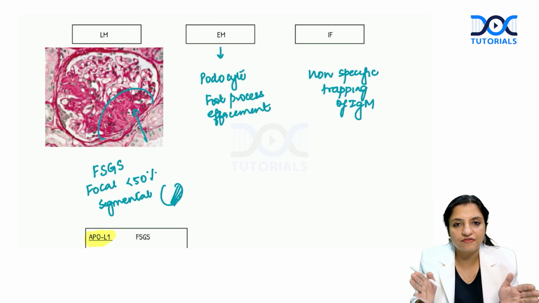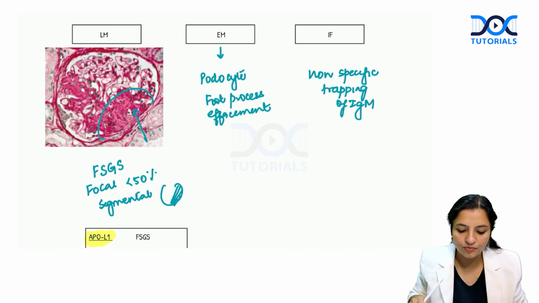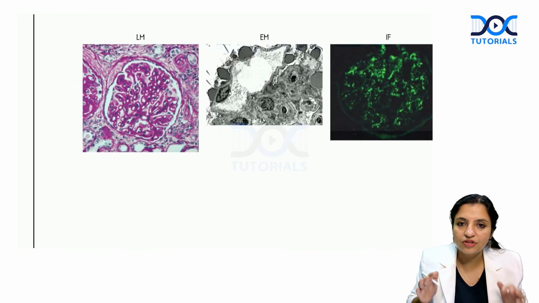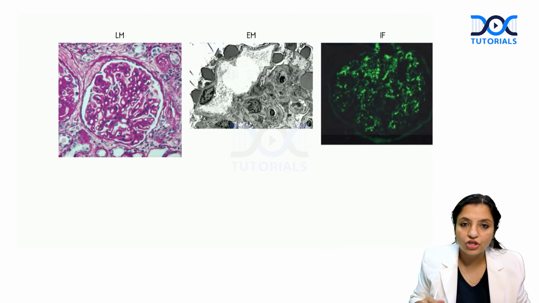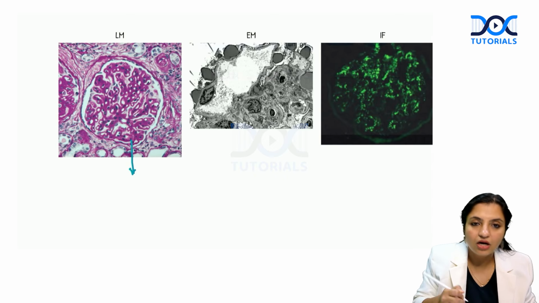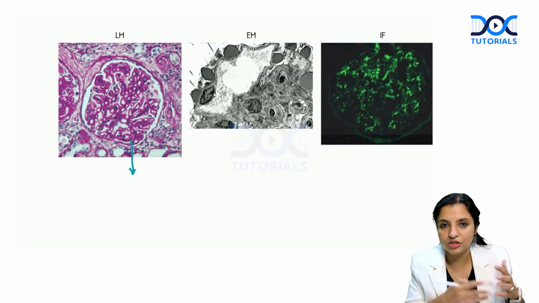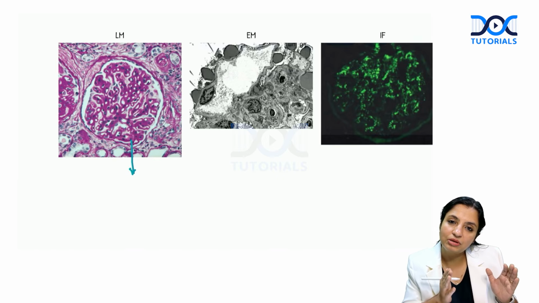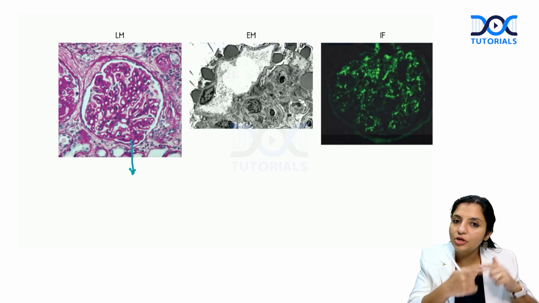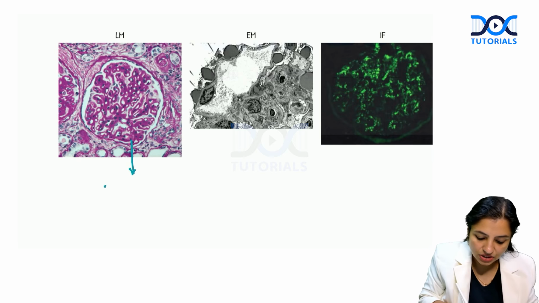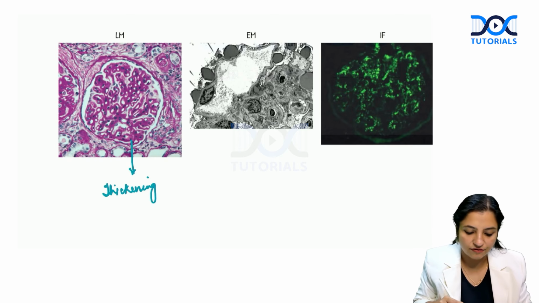So once we're clear with FSGS, what about the other options? Let's look at them one by one quickly. They give you this image in which all the glomerular capillary basement membranes appear thickened. So uniformly, all the basement membranes are thickened. This thickening of all the basement membranes, when you see, is classically of membranous nephropathy.